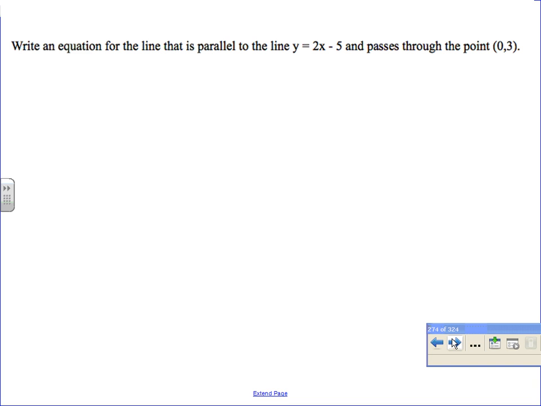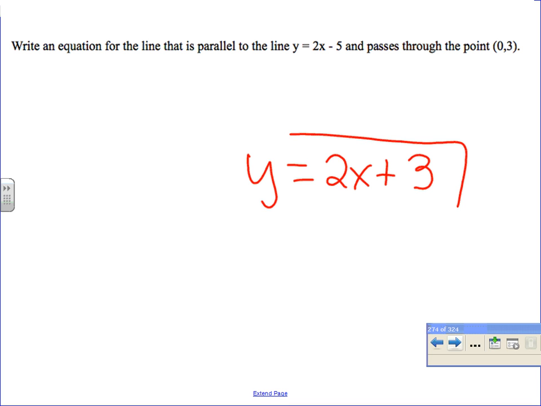Okay, second one here. Write an equation that is parallel to the line y equals 2x minus 5, and it goes through the point (0, 3). Go ahead, I'll let you do that one as well. All right, Michelle, what did you get? Good job. Can you explain how you got that? Good, and how did you know the slope had to be 2? Good job. So y equals 2x plus 3.